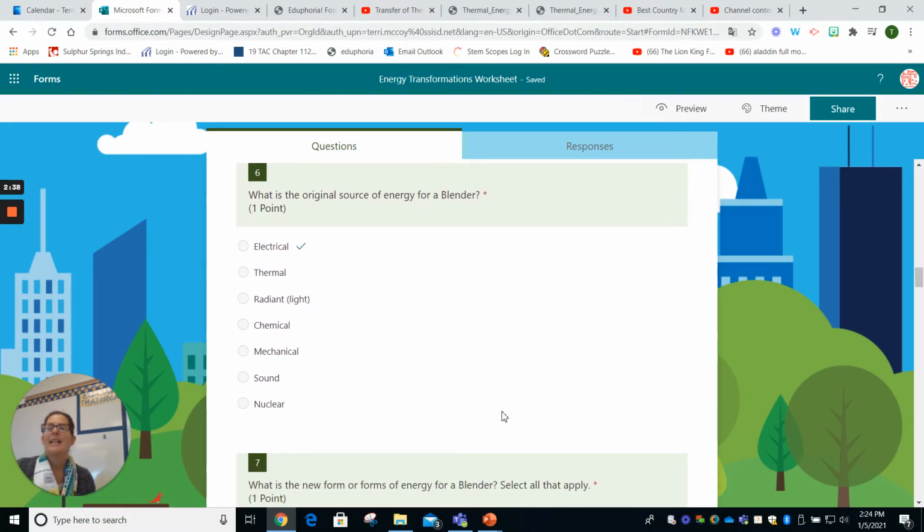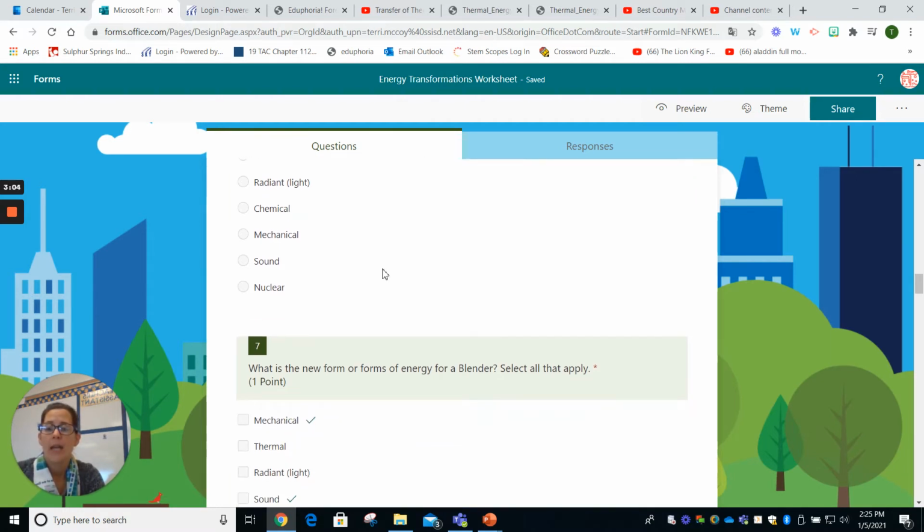Okay, what's the original source of energy for a blender? If you don't know what a blender is, most kitchens have one. You plug it into the wall. You could put ice and cream and maybe strawberries in there to make a shake, and then you push the button and it goes really, really loud, and it chops everything up, makes it real small so you can drink it. So we plug it into the wall, so the original source of energy is electrical.